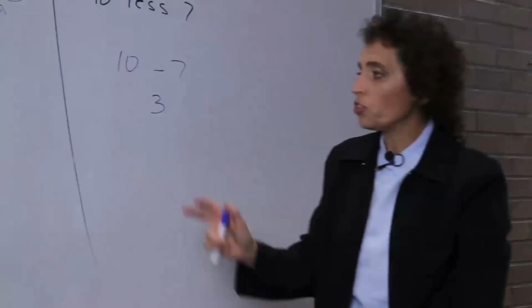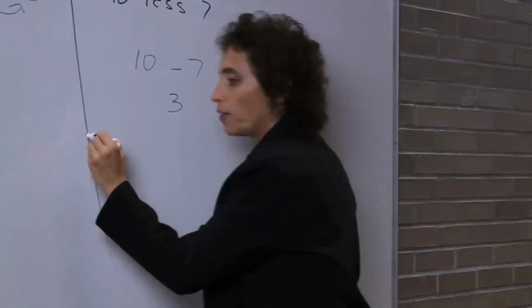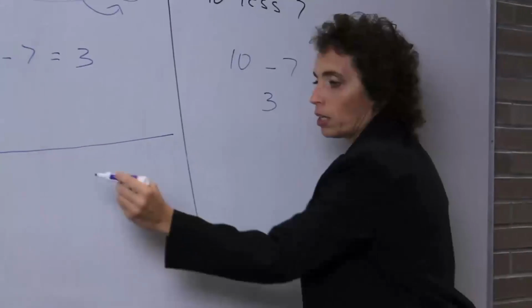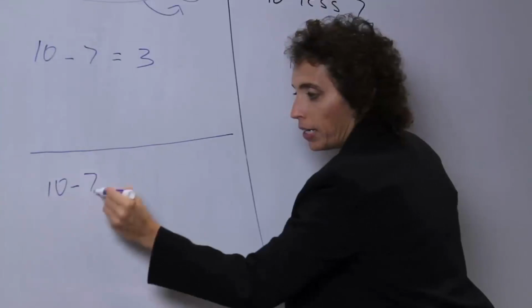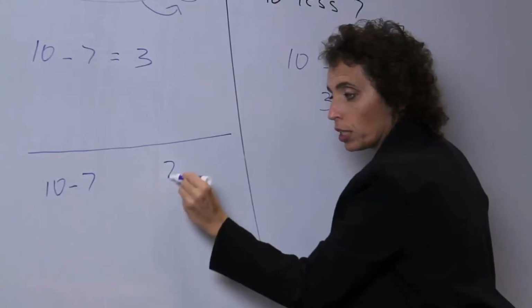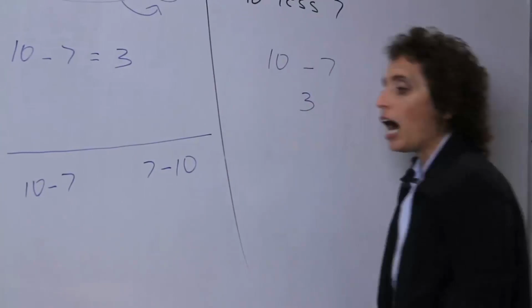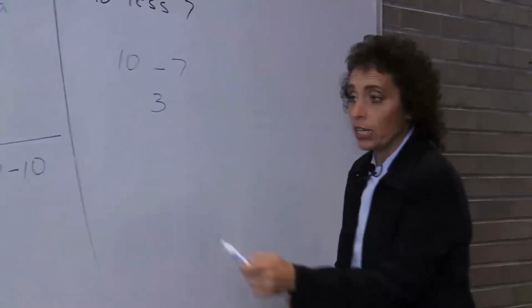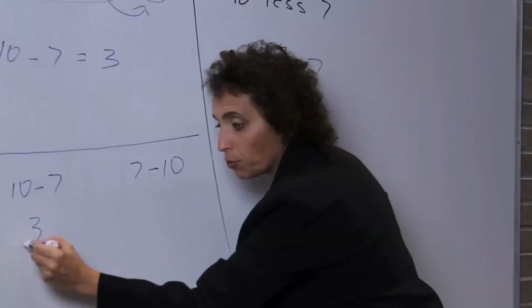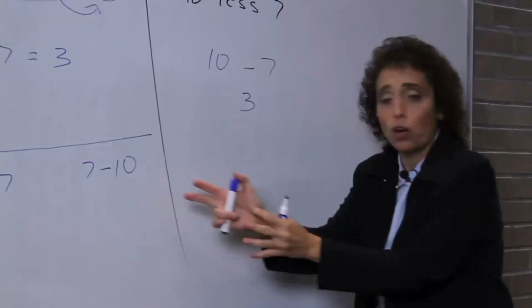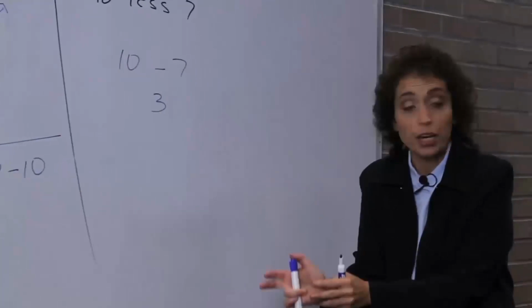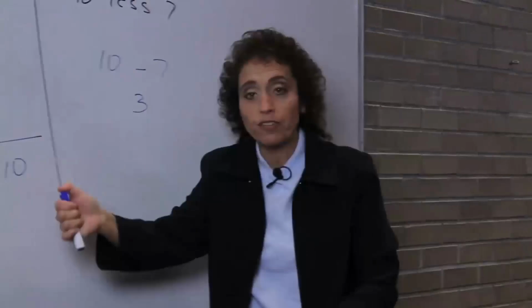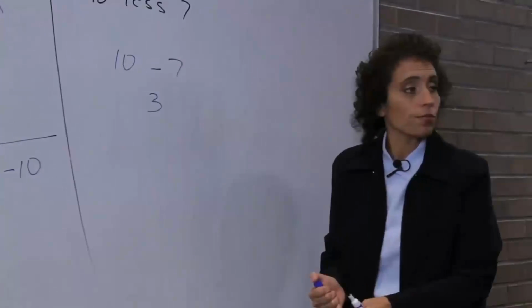And let's just for 1 second talk about commutative property with this. 10 minus 7, if I switch the order, 7 minus 10, I'm not going to get the same answer. 10 minus 7 will give me 3. 7 minus 10, we'll talk about later what that gives me, but it's not 3, okay? Because I can't, from 7 things, take away 10 things.